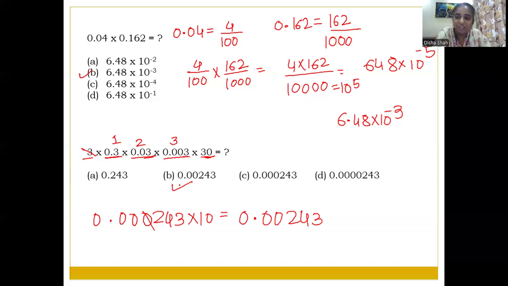So I hope you have understood this particular topic, and decimal and fraction थोड़े complicated होते हैं, तो इसकी practice करें and you should be comfortable with decimal and fraction. So I hope you have understood my session.